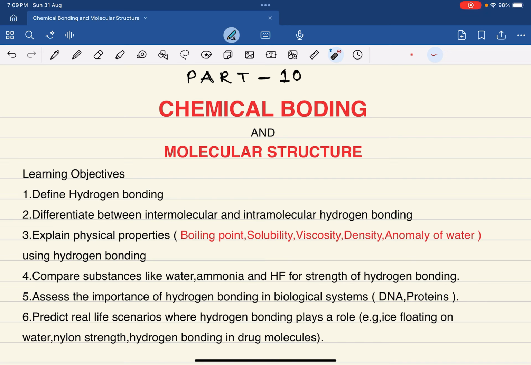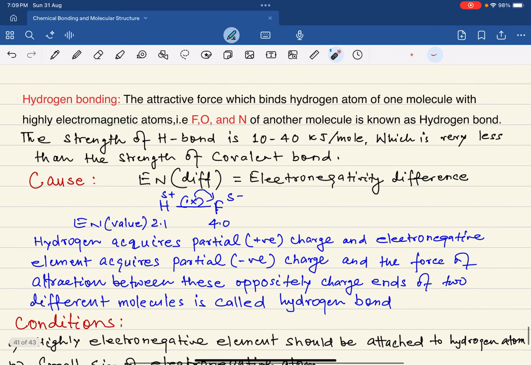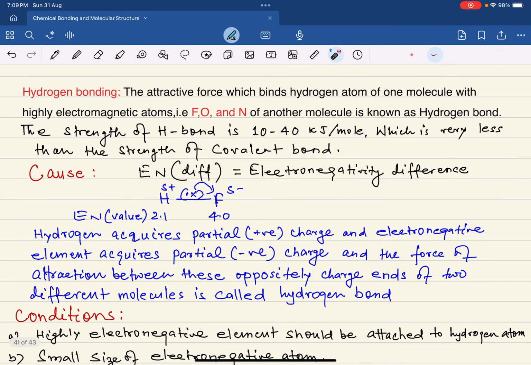Then predict the real life scenarios where hydrogen bond plays a role, that is ice floating on water, nylon strength, hydrogen bonding in drug molecules. So one by one I am going to explain. First of all, hydrogen bonding. What is hydrogen bonding?